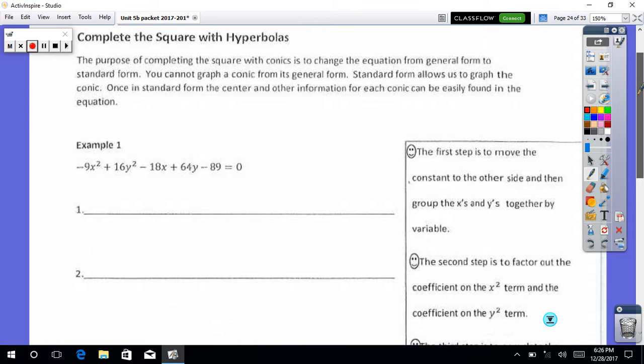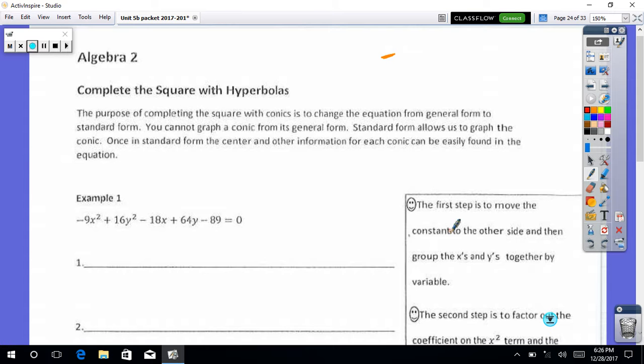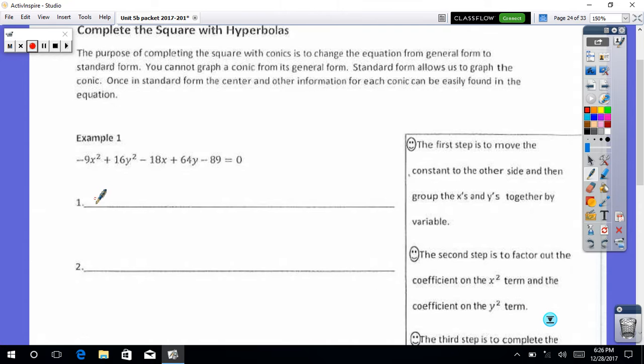Okay, if you have your ellipse notes from when we did this with ellipses from Unit 5A, then it's exactly the same. The first thing we're going to do is get our x's and our y's together and move our constant to the other side. So I have negative 9x squared minus 18x, 16y squared plus 64y. And remember, when he moves, he becomes positive. He changes signs. He's currently negative, so when he moves over, he becomes positive.